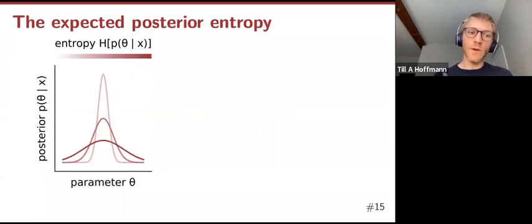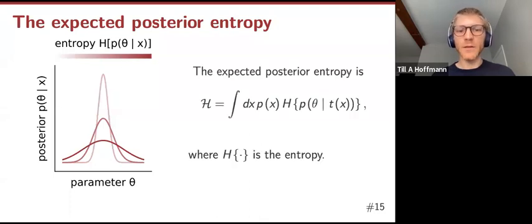So on the left, we've got a few posterior distributions. These are just illustrative examples for some parameter, and they're colored by the amount of entropy they have. So the really broad one has high entropy, the really sharp one has low entropy. And we want the sharp ones because it tells us more about the parameters of interest. So the expected posterior entropy is this expression on the right. The normal H is the entropy of the posterior distribution, and then we're taking the expectation of that with respect to the prior predictive distribution.